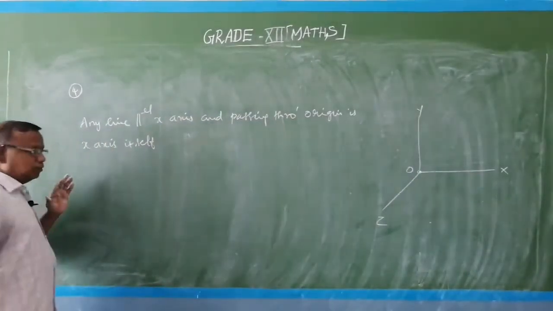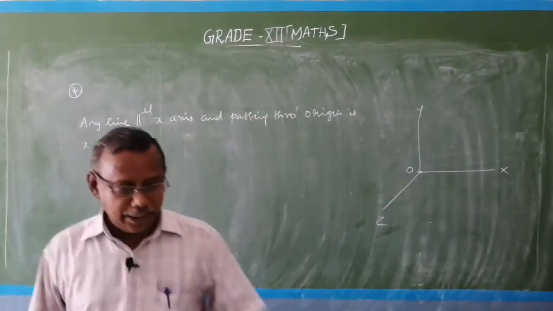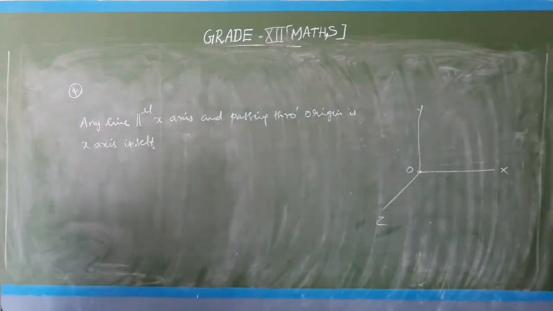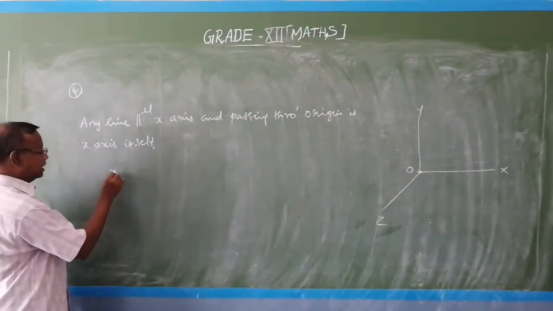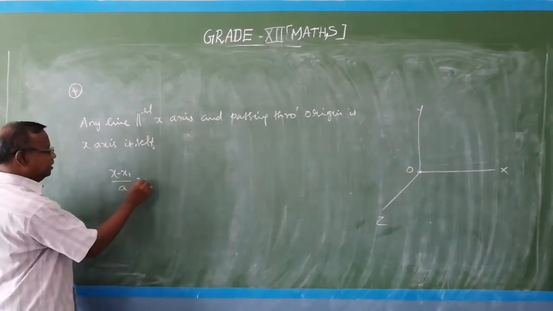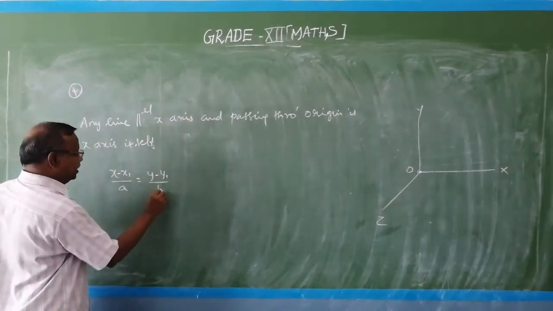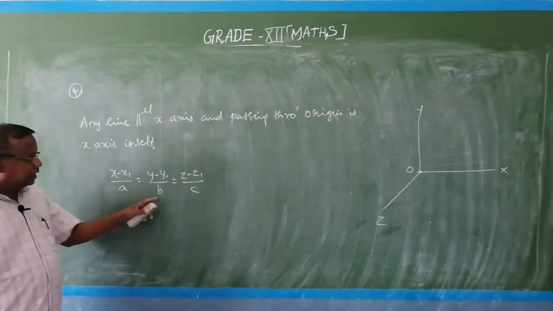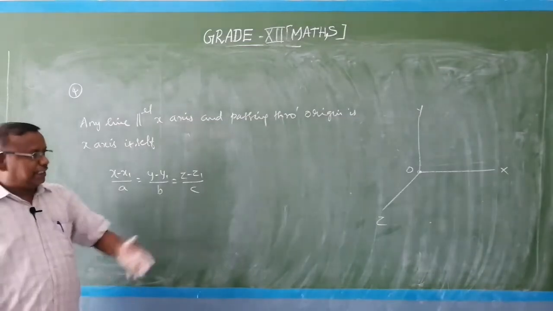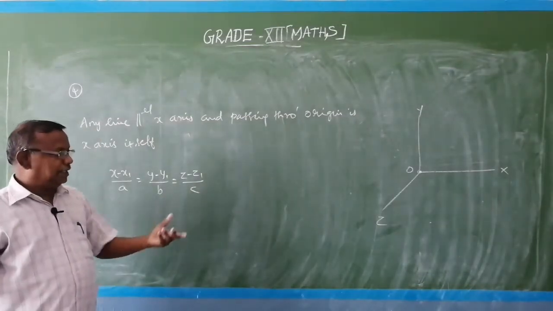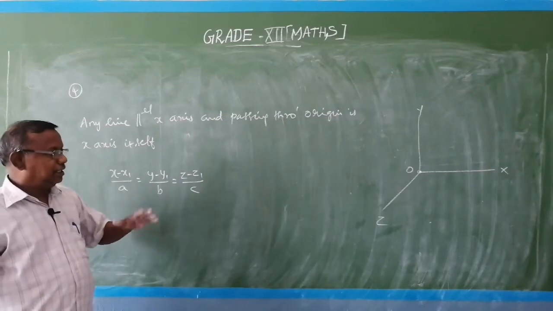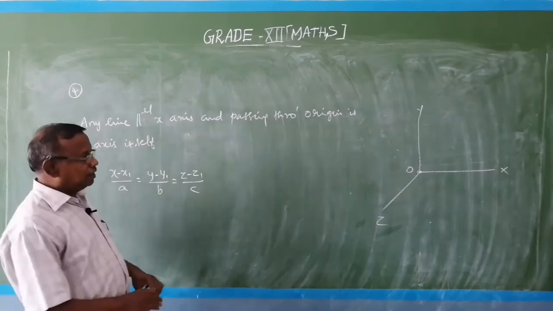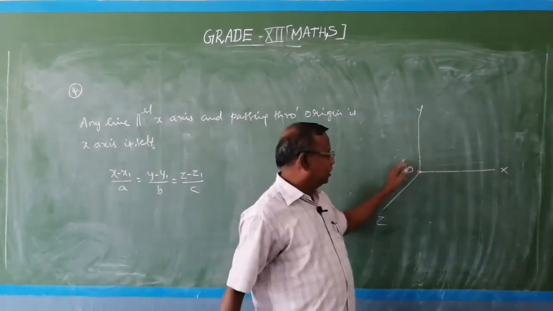There are two types of equations. One is the equation of a line in the Cartesian form when the direction ratios are given, that is (x minus x1) by a equal to (y minus y1) by b equal to (z minus z1) by c, where a, b, c are the direction ratios of the line. We don't have direction ratios here, but we know the angles the x-axis makes with the three coordinate axes.